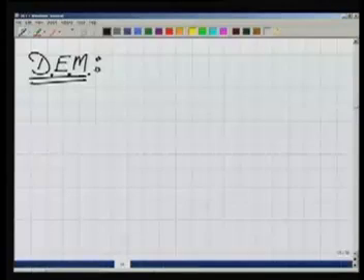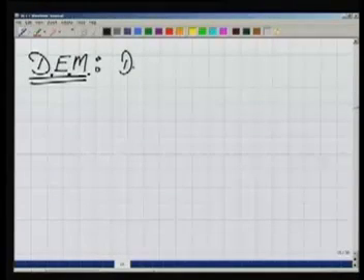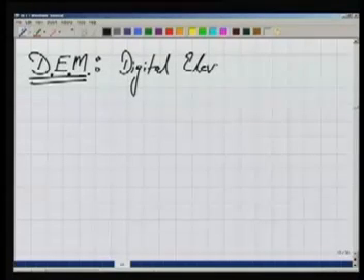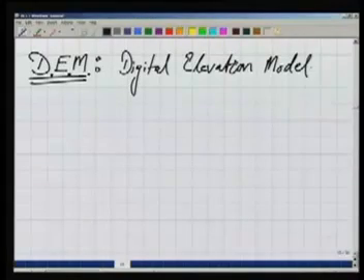How are we storing the topography in the computer now in the digital form? This is realized by creating a DEM. DEM stands for Digital Elevation Model. So, we are doing the same job as in the case of contouring, but now we want to store the topography in digital form.